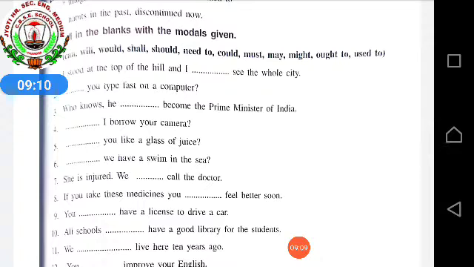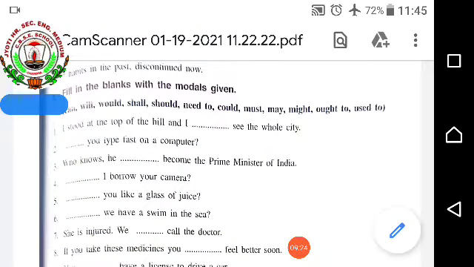Okay, like the first one, fill in the blanks with the modals. I stood at the top of the hill and I dash see the whole city. So I stood at the top of the hill and I dash see the whole city. How will you be doing this? So what will come over here? I stood at the top of the hill and I could see the whole city.